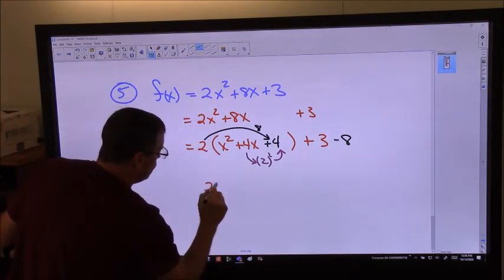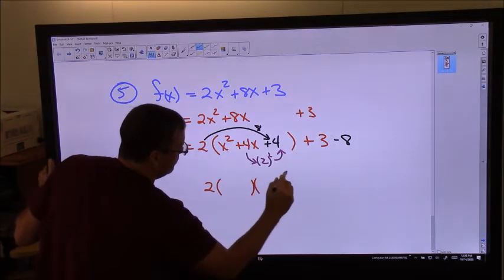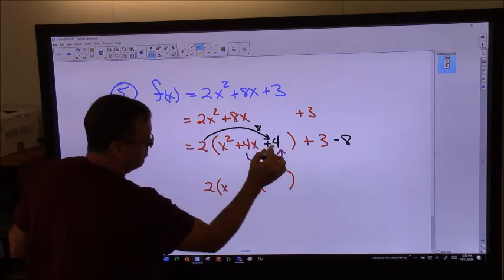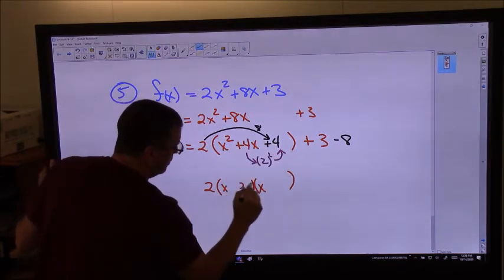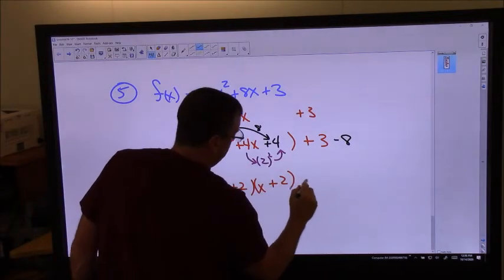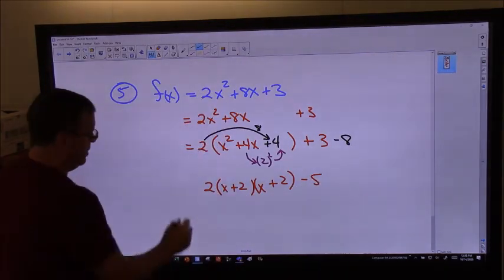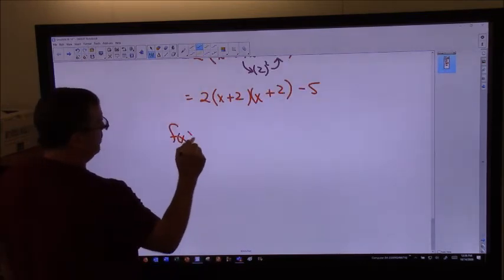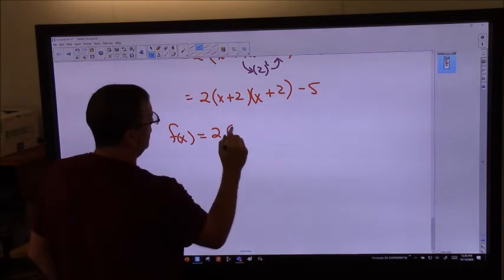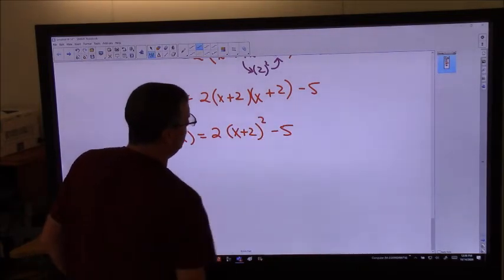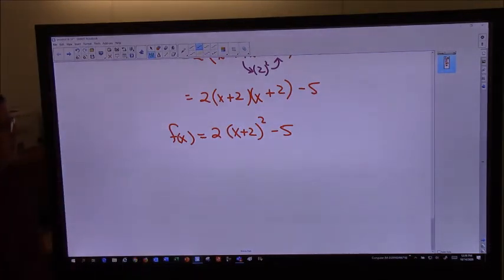Now I can get this into vertex form. I've got 2 times, I'm going to factor this, so this would be x times x, 2 numbers you multiply to get 4 and add to get 4. Got to be 2 and 2, both positive. And this will equal a negative 5. And so now my function in vertex form is 2 times (x plus 2) squared minus 5. You guys go ahead and see if you can finish this up and graph it.